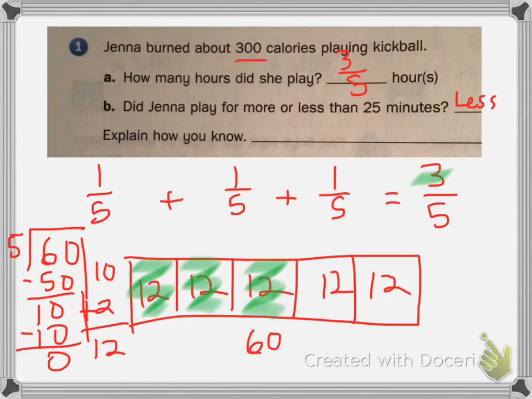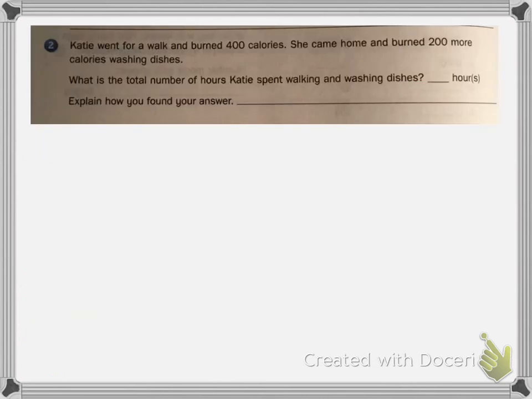Now it says, explain how you know. Well, my picture, if I could write that in a sentence, would be my answer. So how I would write it, I would say, I know 1/5 of an hour is 12 minutes. So 3/5 of an hour is 36 minutes. 36 minutes is more than 25 minutes. And that would be my answer. Let's go on to number 2. I want you to pause this video, give it a try, and then start the video again when you have finished this.